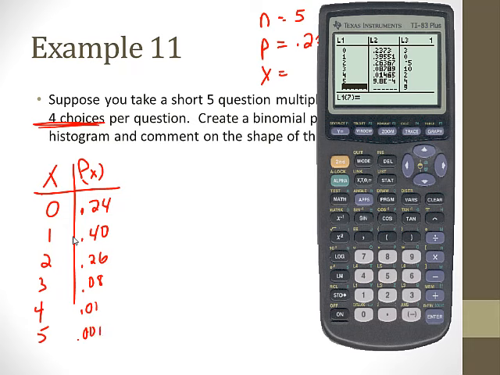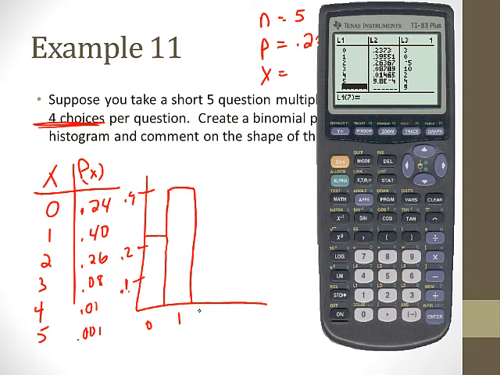Okay. If I'm doing it by hand, I can just crank that out. Look at the highest numbers at 0.4. So make that 0.4. Half of that's 0.2. Half of that's 0.1, and so on. So 0 is 0.24, so a little bit above that. 1 is at 0.4, so all the way up here. And then 2 is back down to 0.26, about right here. 3 is at 0.08, so almost at 0.1. 4, almost nothing. And 5 is just a little blip, right? So sketch it by hand, that's what it looked like.